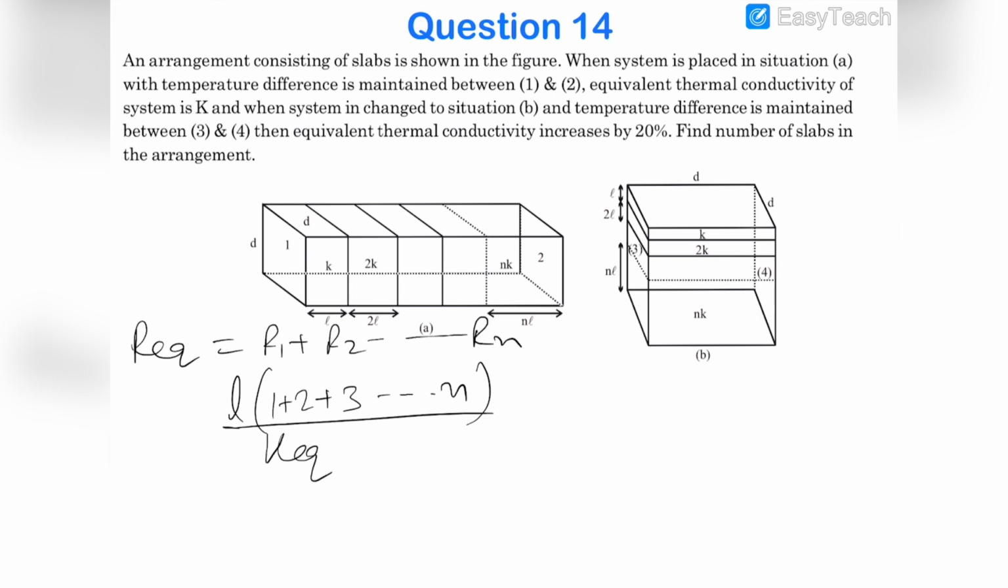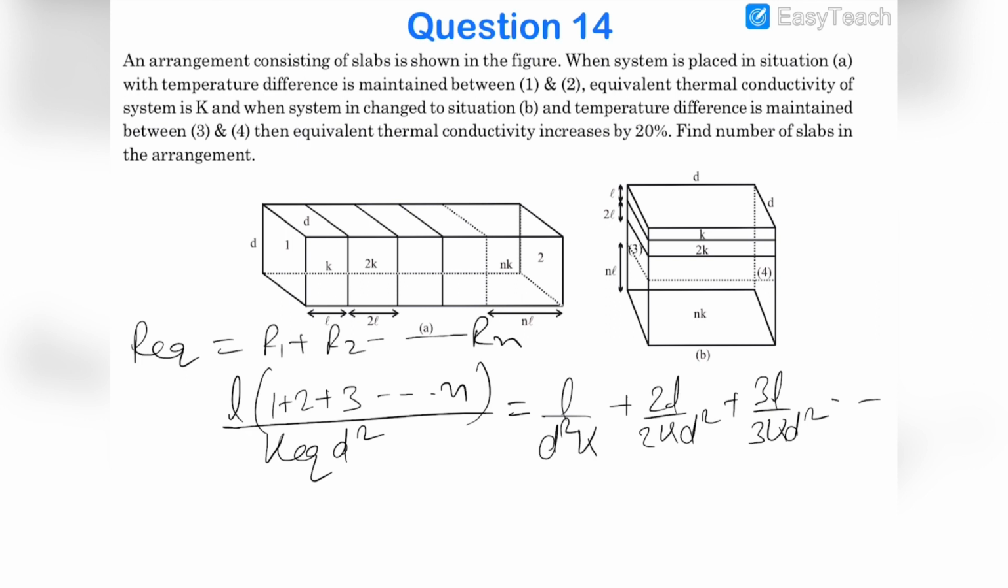divided by K equivalent into area. Area of cross section of this slab is D square, and it is equal to the sum of other resistances. So the resistance number 1 is L by D square into K. Now the resistance number 2 will be 2L by 2K into D square plus 3L by 3K into D square up to so on.